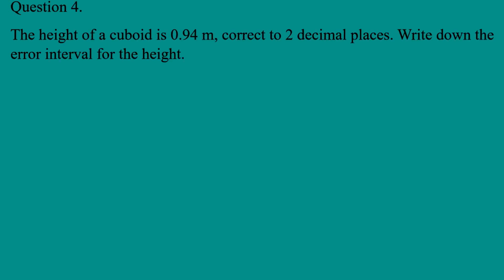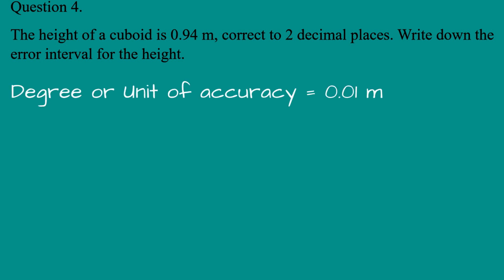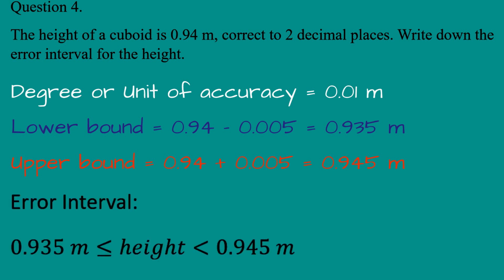In question 4, the height of the cuboid is correct to 2 decimal places, so has been measured to the nearest 0.01 meters. Hence, the degree of accuracy is 0.01 meters. Half of 0.01 is 0.005. We take 0.005 away from 0.94 to find the lower bound, 0.935 meters, and add it to 0.94 to find the upper bound, 0.945 meters. The error interval is the inequality, height is greater than or equal to 0.935 meters and less than 0.945 meters.